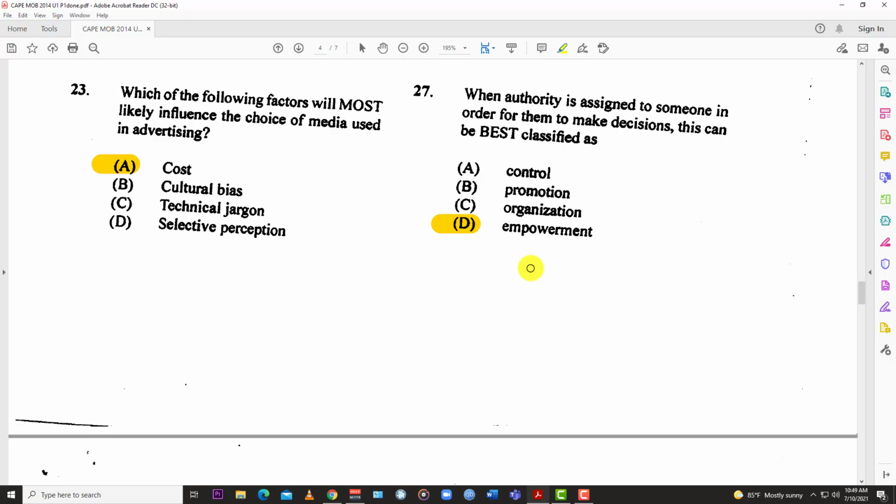27. When authority is assigned to someone in order for them to make decisions, this can best be classified as, again, interesting. I would have gone for delegating. But the best answer, that's why they always say best, not the most correct, is of course empowerment. If you give them authority, you assign something, you're empowering the person to make decisions. So empowerment. Good. Number 28.